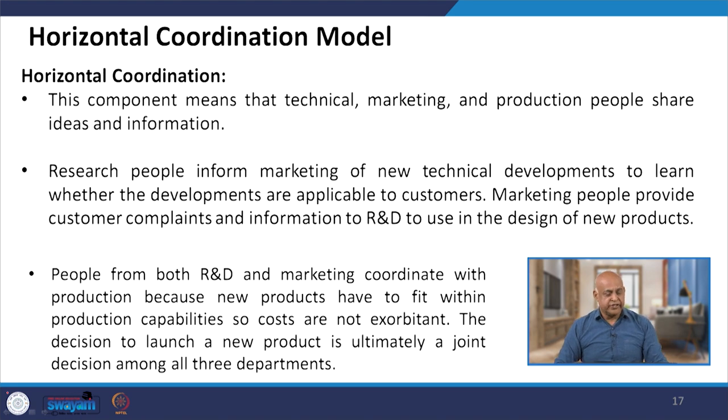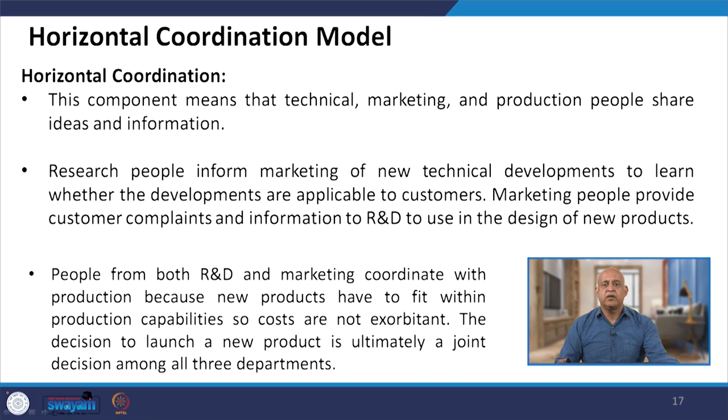In the horizontal coordination component, the technical, marketing and production people share ideas and information. Research people inform marketing of new technical developments to learn whether the developments are applicable to customers. Marketing people provide the customer needs, complaints and information to R&D to use in the design of new products. People from both R&D and marketing coordinate with production because the new products have to be within the production capabilities, so the cost is not exorbitant. And the decision to launch the new product is ultimately a joint decision among all these departments.